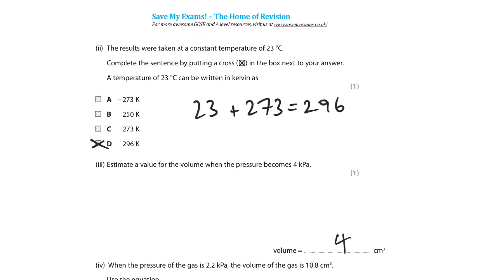The results were taken at a constant temperature of 23 degrees. Complete the sentence by putting a cross in the box next to your answer. A temperature of 23 can be written in Kelvin as, remember to go from degrees centigrade to Kelvin, we're going to add 273. So I've done 23 plus 273 gives me 296.